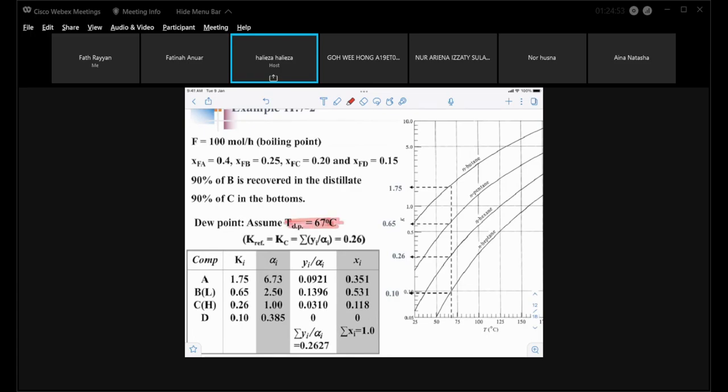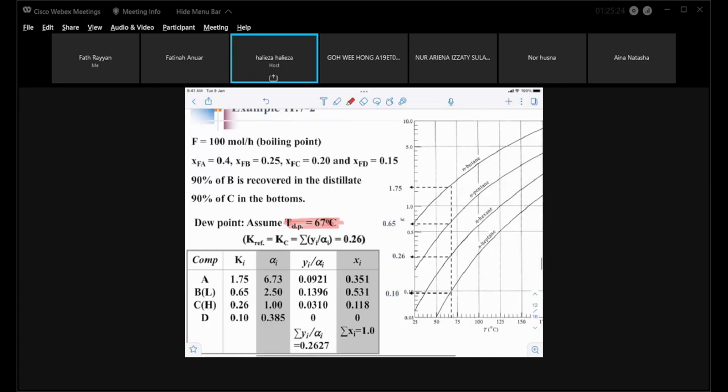Obviously, the top temperature will be much lower compared to the bottom temperature. Because the top has a composition that is mostly the lighter component, which is the most volatile, so you have a lower boiling point. The component at the top is mostly A and B in this case, and you don't have any D. So the temperature will be lower. For the bottom product, most of it is the higher boiling point component, so the temperature at the bottom will be higher.